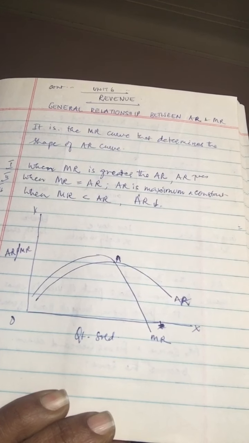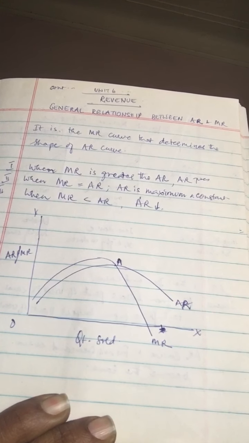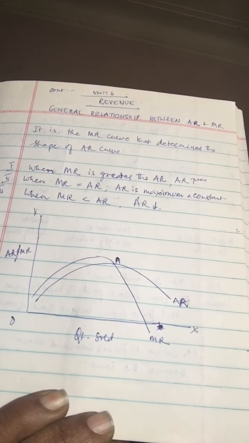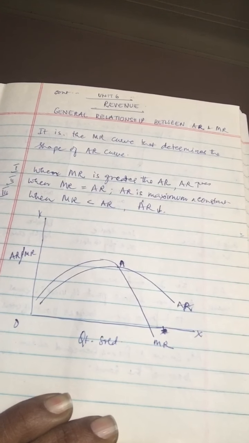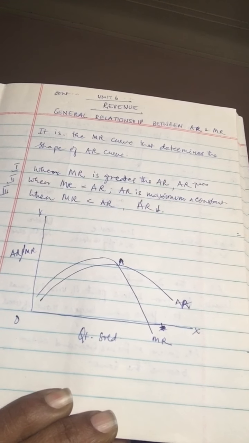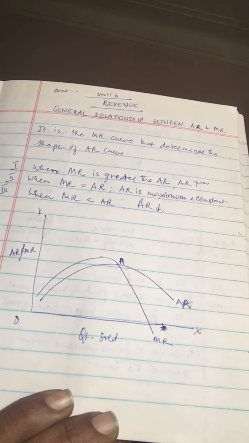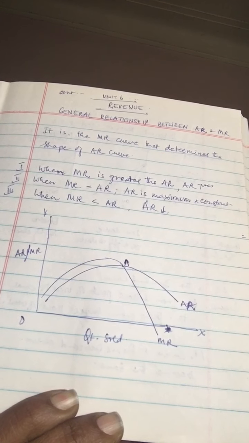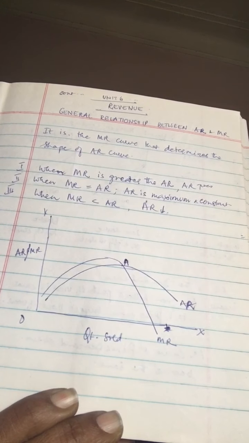So quantity sold is shown on x-axis, and average revenue and marginal revenue are shown on the y-axis. So AR and MR curves represent average revenue and marginal revenue curves respectively. So marginal revenue lies above average revenue up to point A. Up to point A, marginal revenue lies above average revenue. Until then, average revenue is upward sloping.